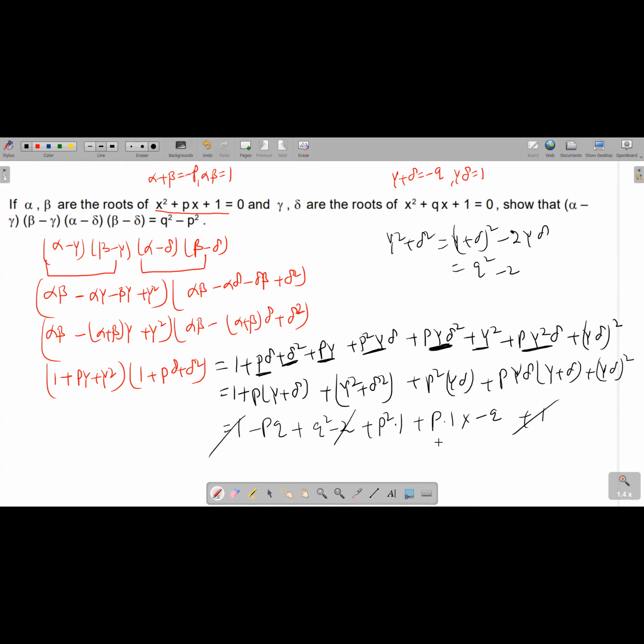Some mistake. So how did you get gamma delta squared? Shouldn't it be gamma delta to the power of 4? Why 4? Gamma square into delta square, no? So both have... Oh, same power, sorry.